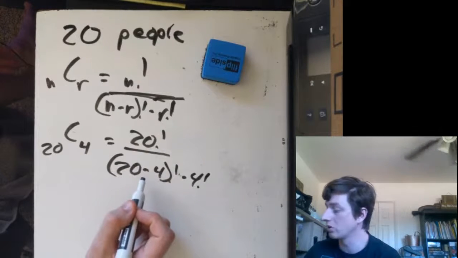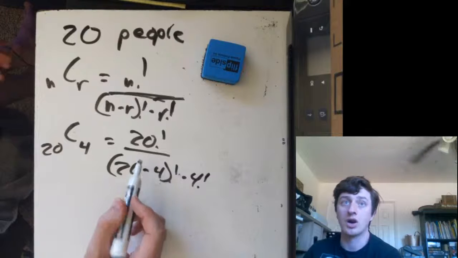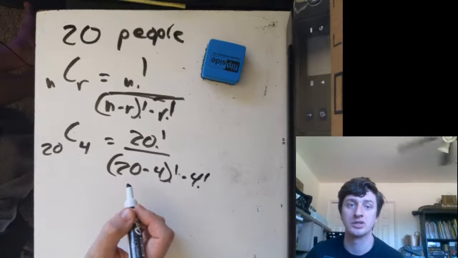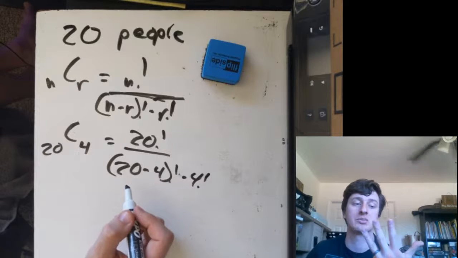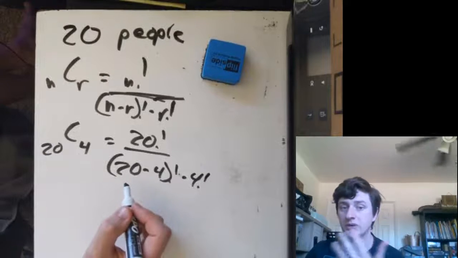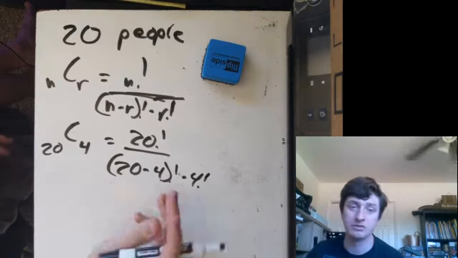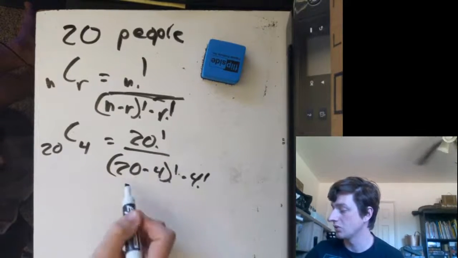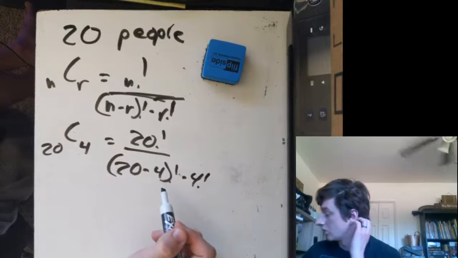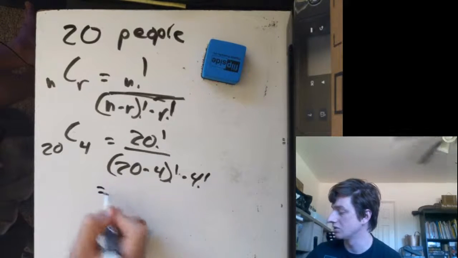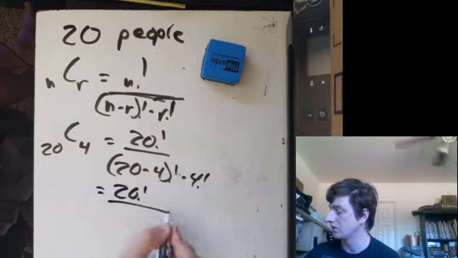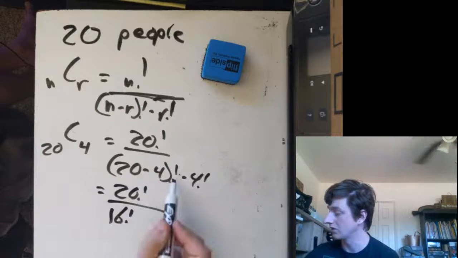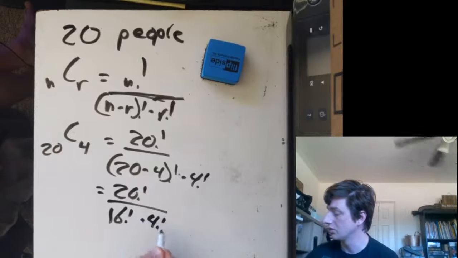When we're only picking 4, our options are: I'm going to pick the 20th person, the 19th person, the 18th person, the 17th person, and I picked my 4 people, so we don't need to pick any of the other people. We can throw them away. That's what this division does here. We could just put this in a calculator, or simplify. So this is 20 factorial divided by (20 minus 4) factorial, which is 16 factorial, times 4 factorial.